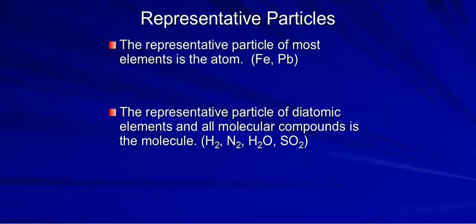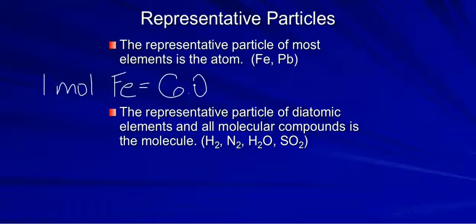Representative particle can refer to atoms if we're talking about an element. So for example, in 1 mole of iron, there are 6.02 times 10 to the 23rd atoms of iron.